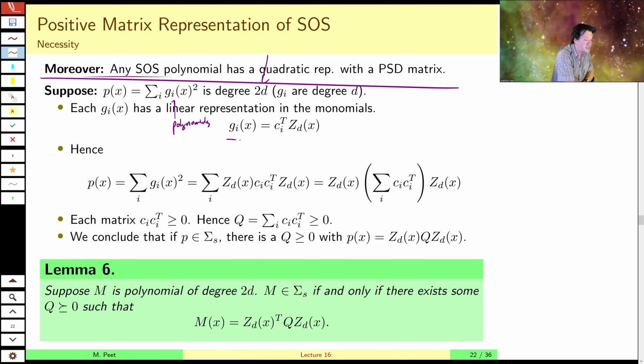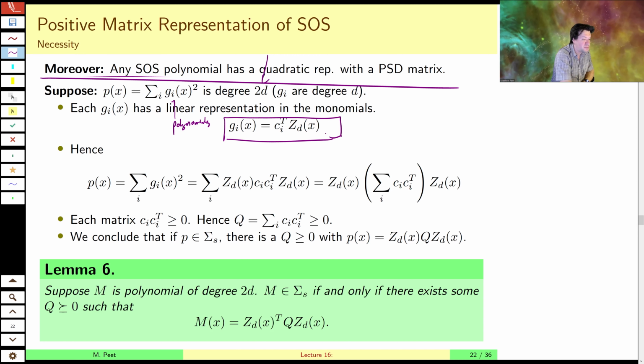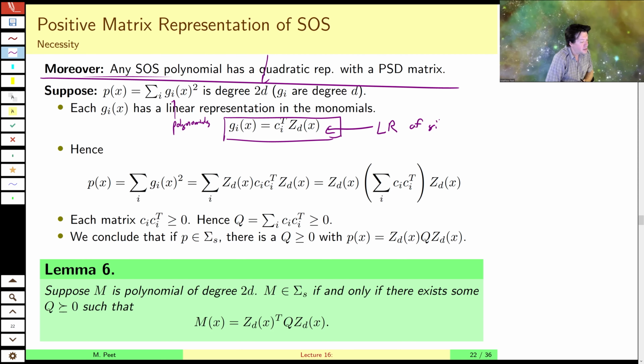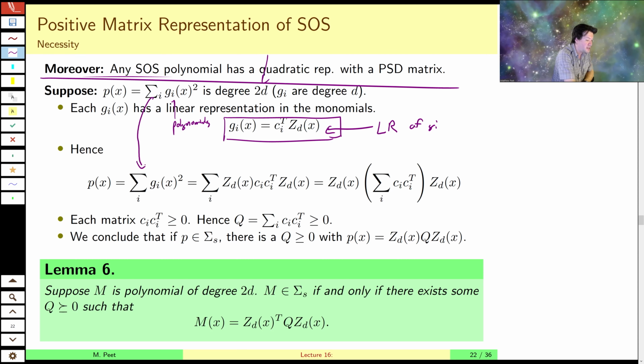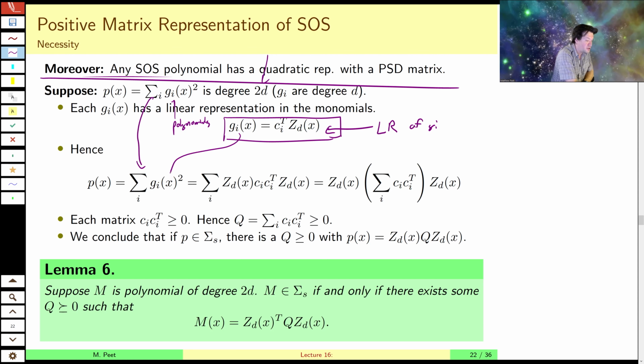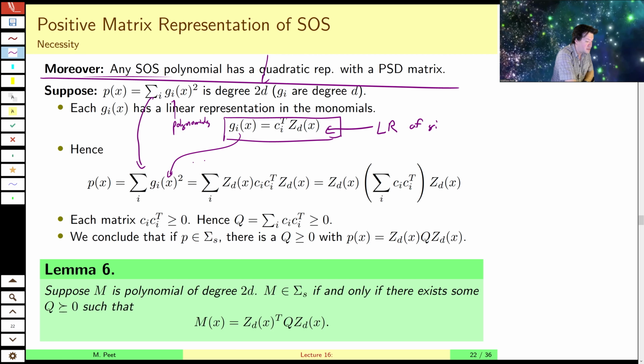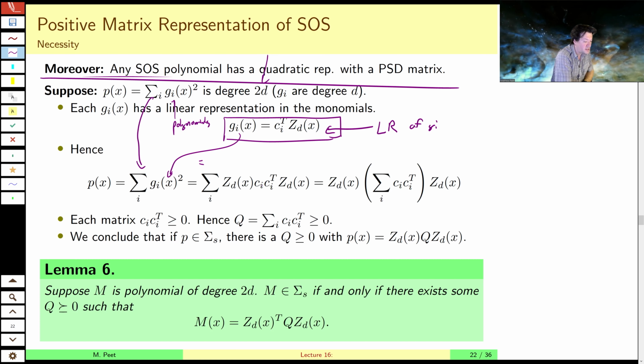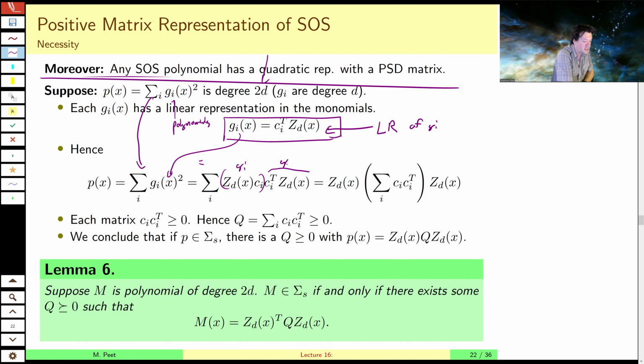So then each of these polynomials, because they're degree D or less, can be represented using the linear representation. And then if we take this square term and bring it down here and plug in this formula for G, we get this is equal to Z_D. This is G_i, and this is also G_i because it's a scalar. You can take its transpose.